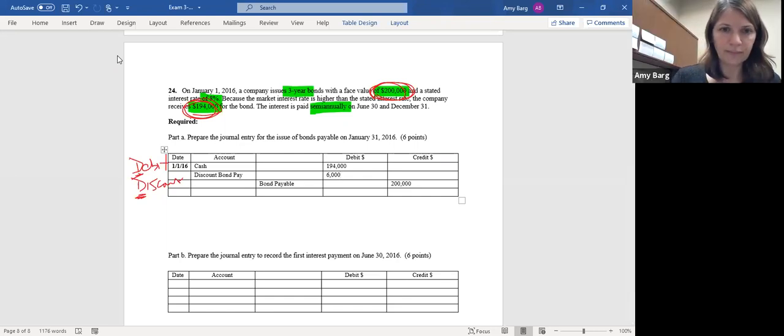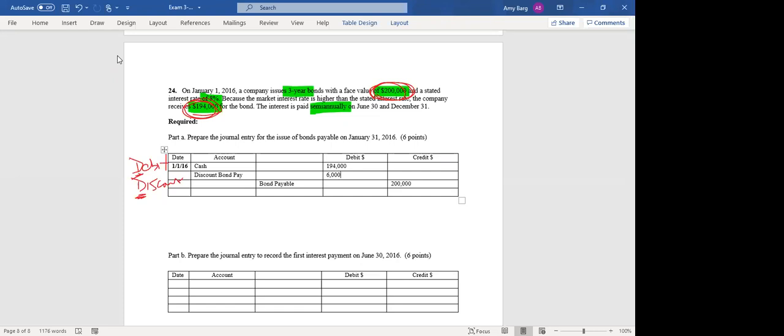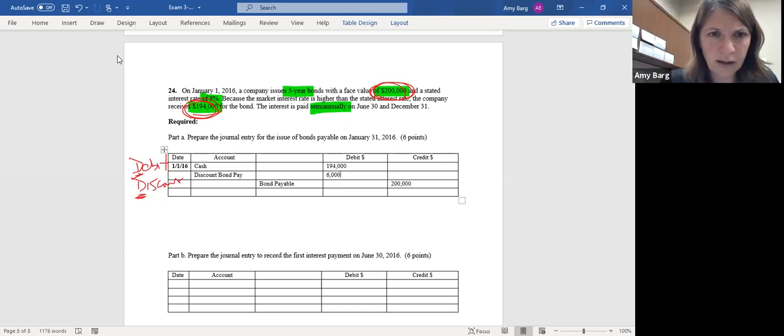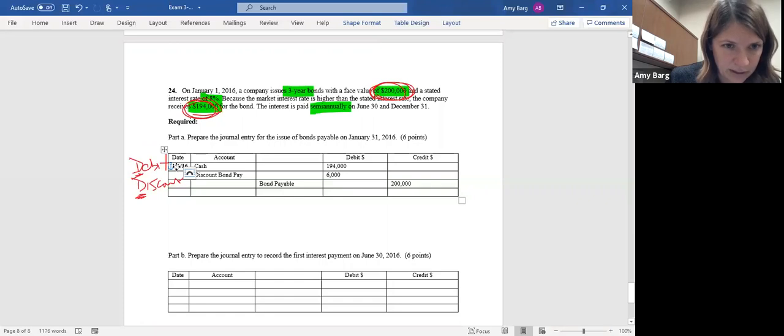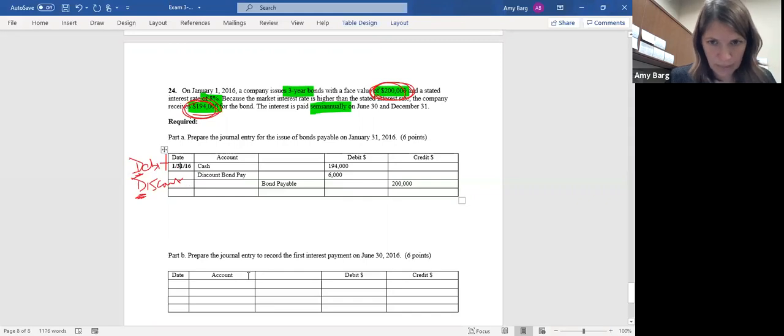You're welcome. I have a quick question. Just for your date of the transaction, you have it as January 1st. You mean 31st? No, so this is just the issue. It says on January 1st, the company issued. There's a discrepancy there, but sure, we can put it at the 31st. I think they probably meant the first, but sure.